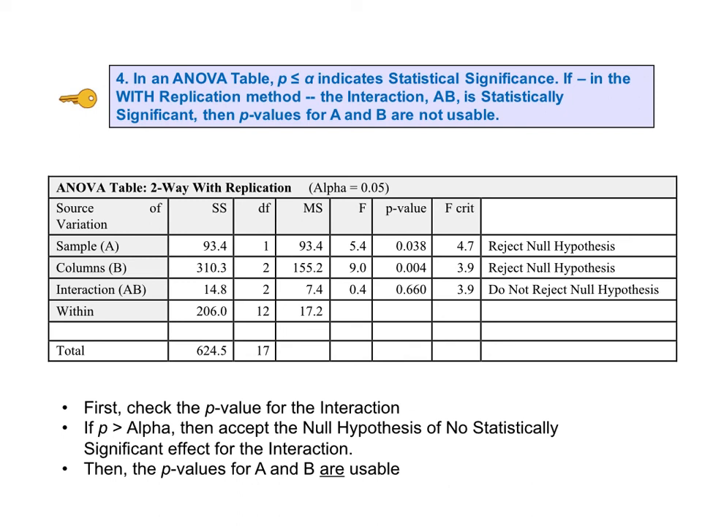Since there is no statistically significant interaction, we can check the p-values for the 2 factors, A and B. If p is less than or equal to alpha, then that factor does have a statistically significant effect. The null hypothesis of no statistically significant effect for the factor is rejected. In this example, the p-values for both factors A and B are less than alpha, so we reject the null hypotheses for them and conclude that both factors A and B do have statistically significant effects on the outcome variable Y.